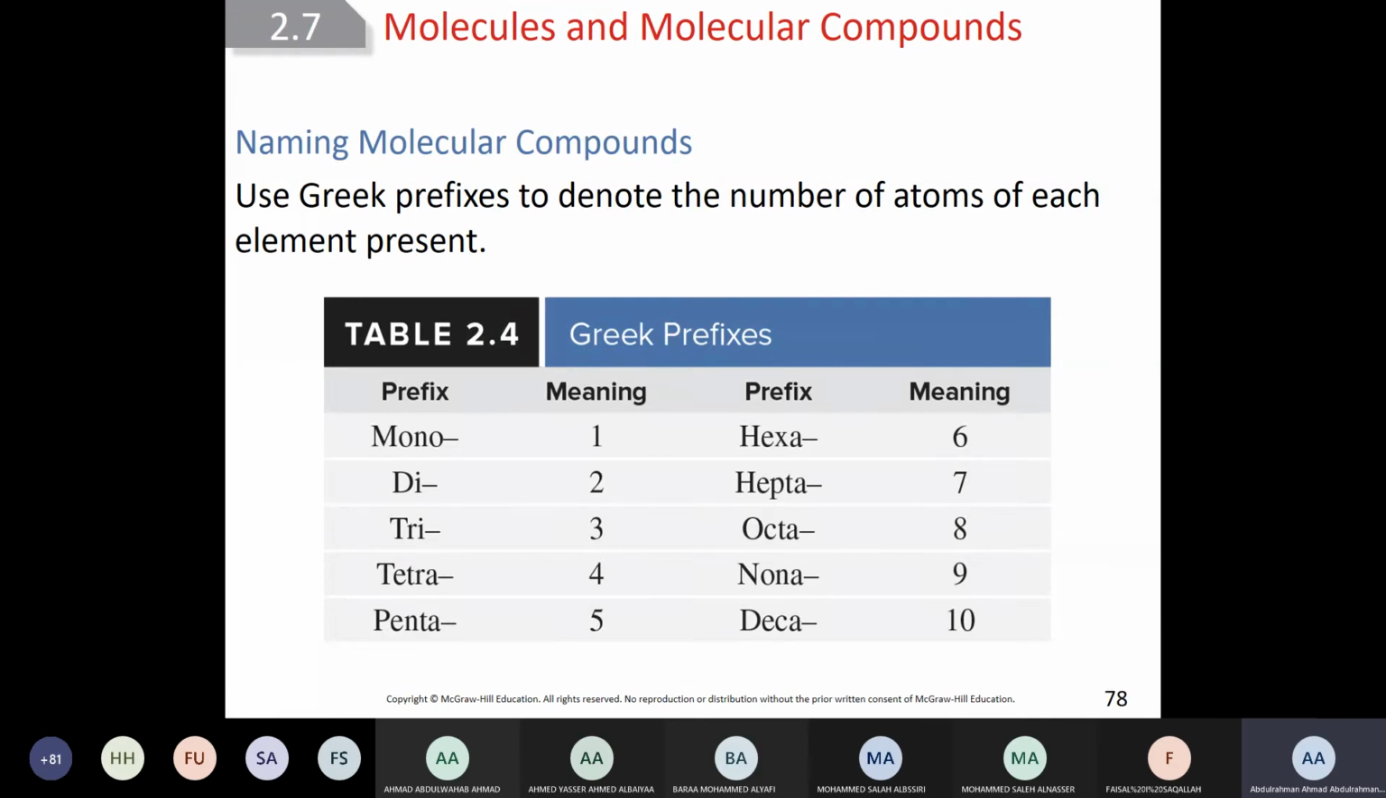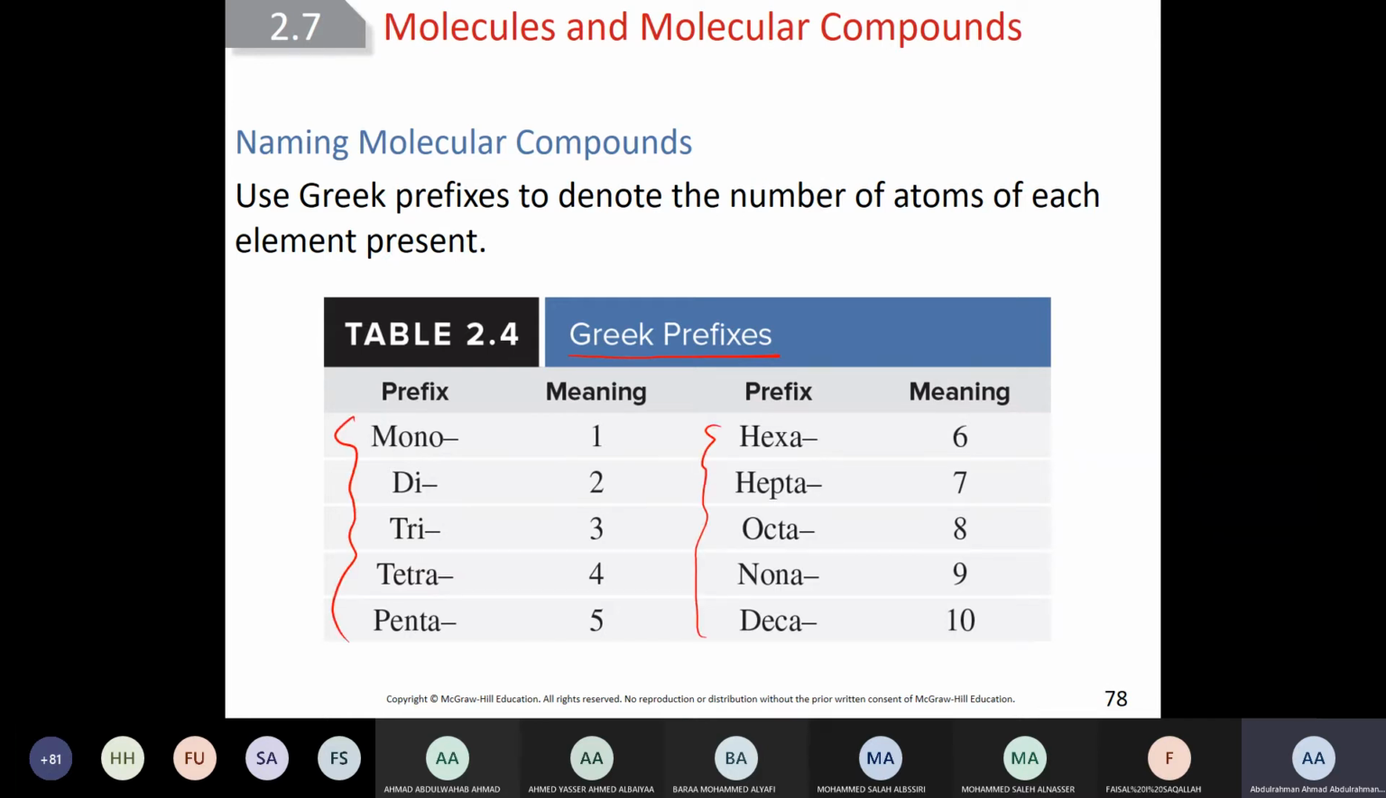Somebody asked just a while ago, what's the meaning of 1, 2, 3, 4, 5, 6, 7, 8, 9, 10? These are called Greek prefixes. If you say mono, you use 1. Di means 2. Tri means 3. Tetra means 4. And penta means 5, 6, 7, 8, 9. You have to memorize these names very well.